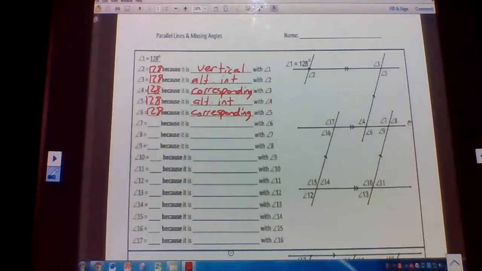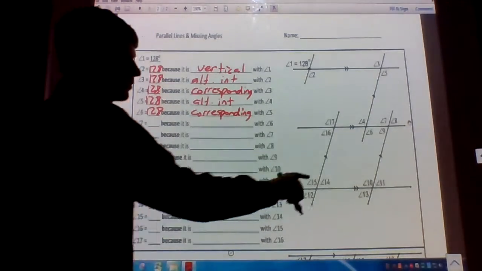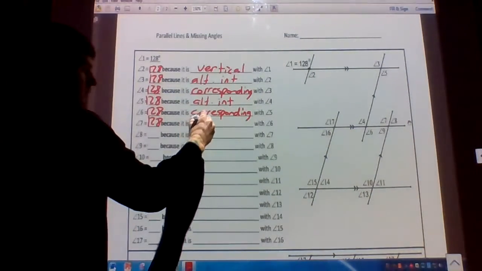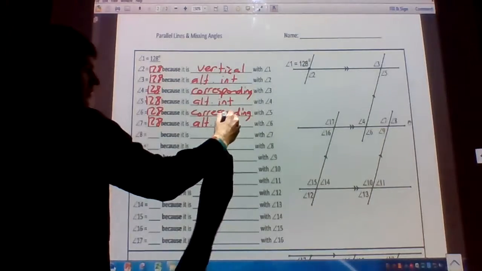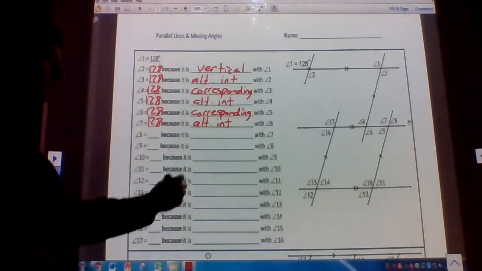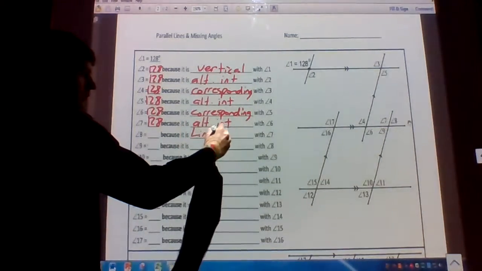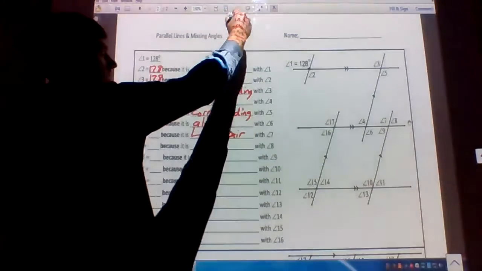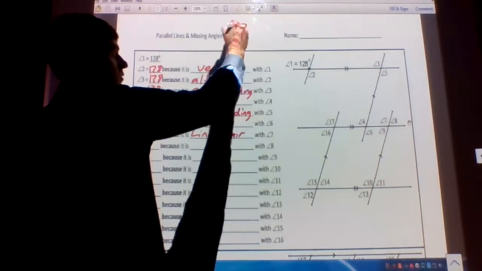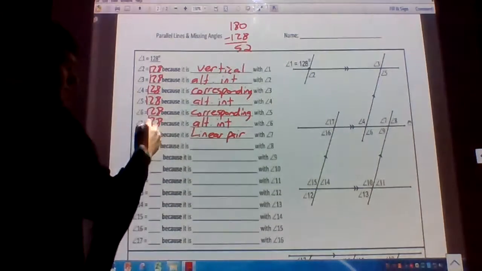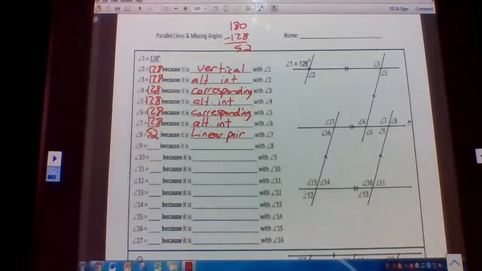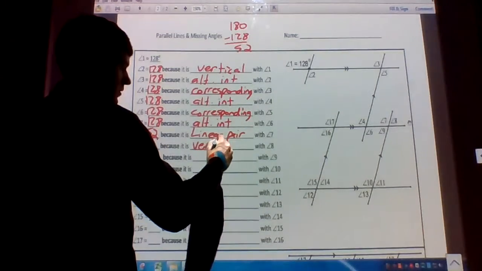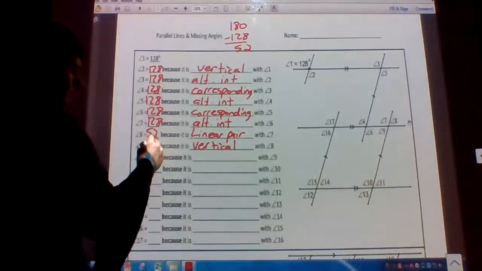6 and 7 are alternate interior, so it's 128. 7 and 8 are a linear pair, so they are supplementary, so we have to do 180 minus 128, which is going to be 52. 8 and 9 are vertical, so that's going to be 52.